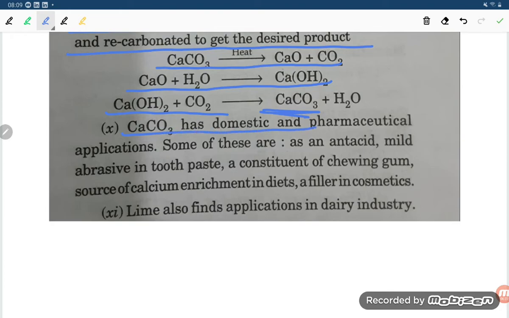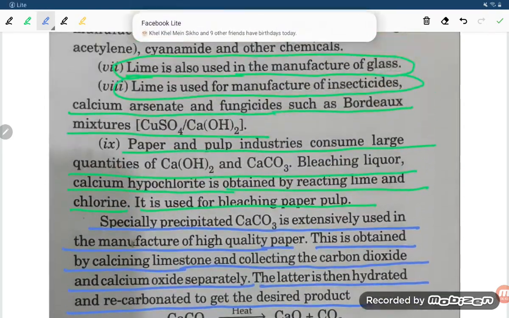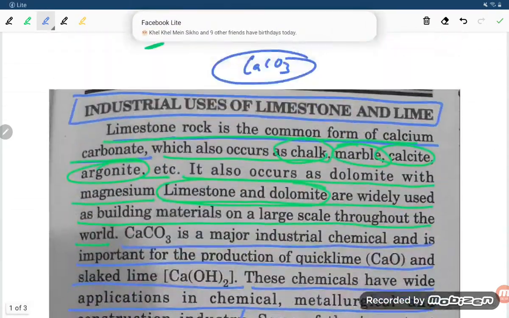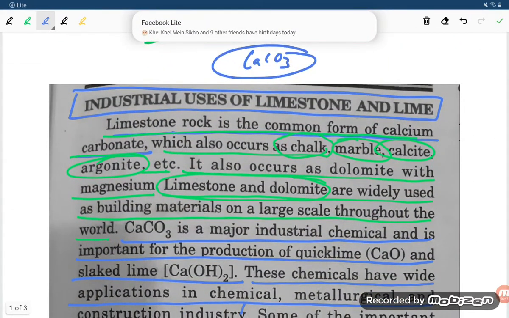Calcium carbonate has domestic and pharmaceutical applications. Some of these are as an antacid, a mild abrasive in toothpaste, a constituent of chewing gum, a source of calcium enrichment in diets, and a filler in cosmetics. Lime also finds application in the dairy industry. So these are all the very important points, student, regarding limestone and lime.